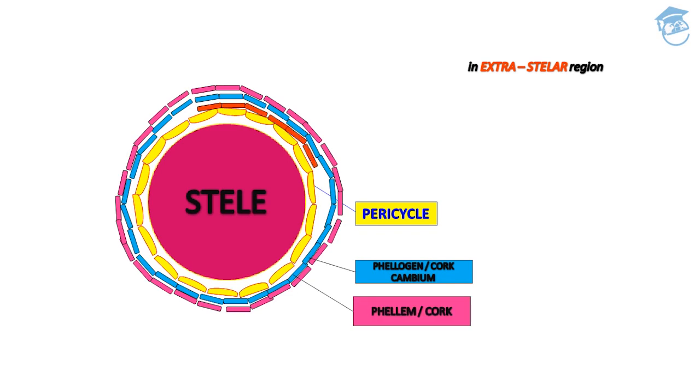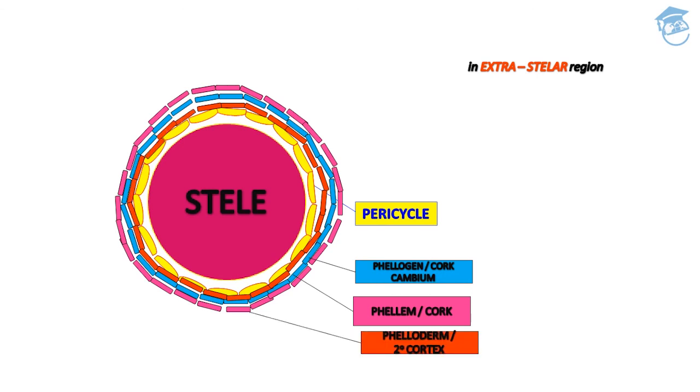Then a third layer is formed, adjacent to the pericycle. Now what is it called? Let's see. It is called phelloderm, also called secondary cortex. So phellum plus phellogen plus phelloderm give rise to periderm. Okay, so this was all about secondary growth, vascular cambium, activity of cambial ring, cork cambium, and secondary growth in roots. And that was all about the chapter Anatomy of Flowering Plants. Thank you.